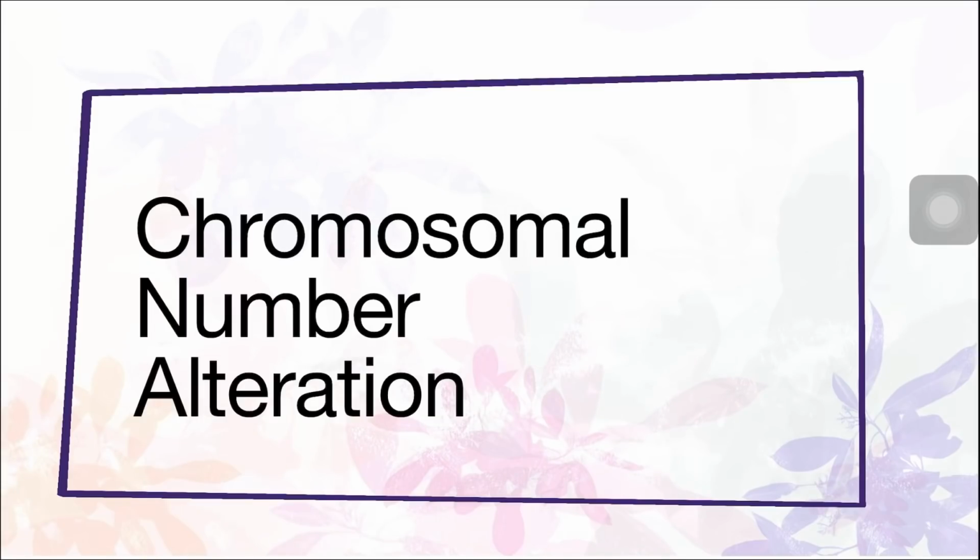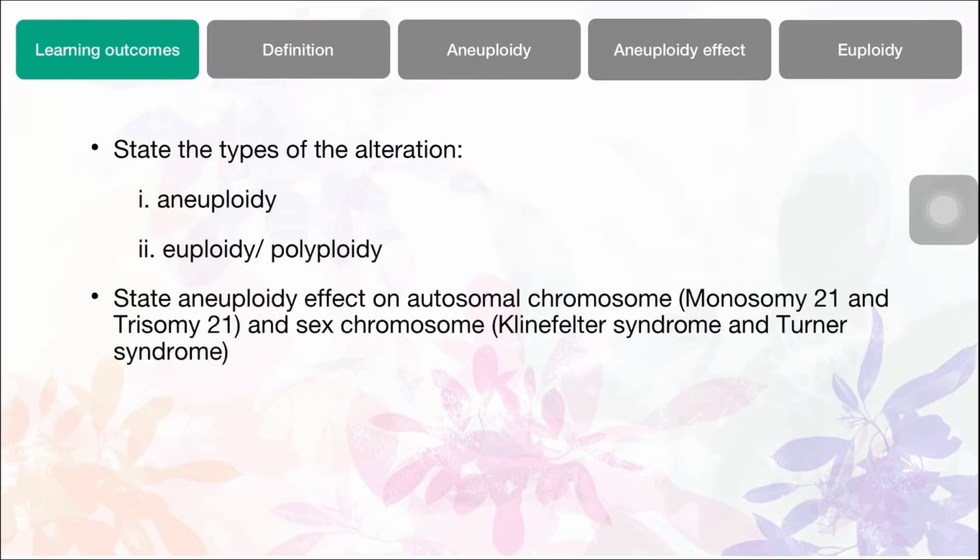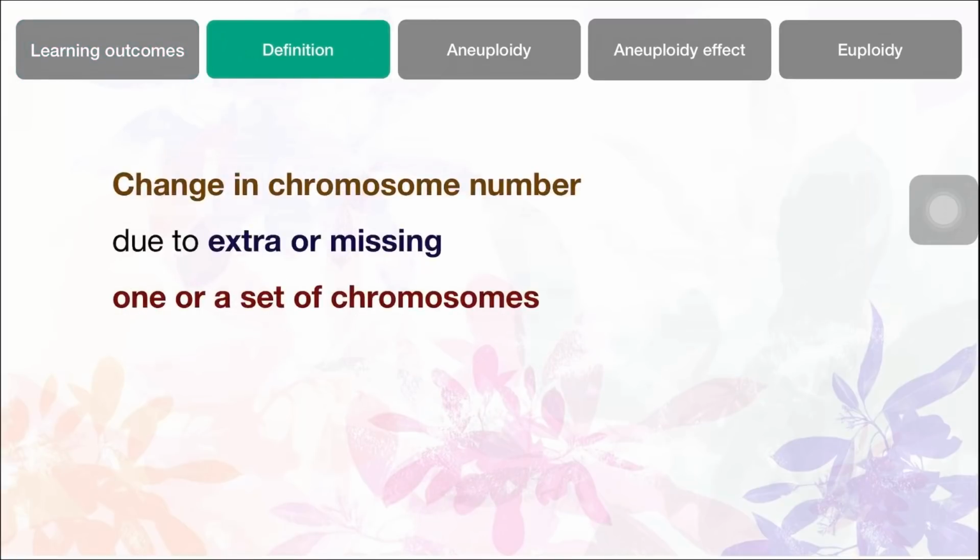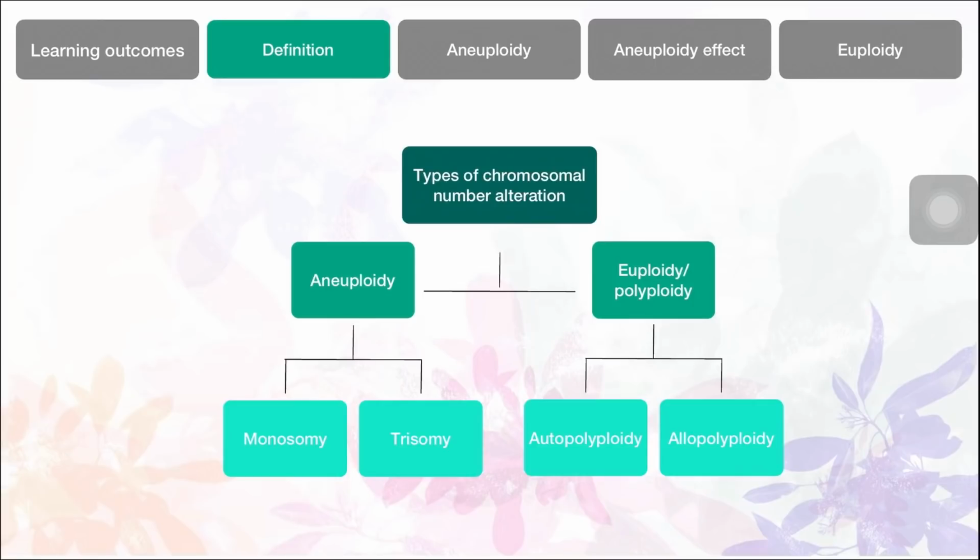Alright, so next part we are going to have a look at chromosomal number alteration. Learning outcomes: state the types of alteration. We have aneuploidy and also euploidy, and also state the aneuploidy effect on autosomal chromosomes, monosomy 21 and trisomy 21, and also sex chromosomes. We have Klinefelter syndrome and Turner syndrome. First, definition: changes in chromosome number due to extra or missing one or a set of chromosomes. Types of chromosomal number alteration: we have aneuploidy that can be divided into monosomy and trisomy, and also we have euploidy or polyploidy that can be divided into autopolyploidy and allopolyploidy.